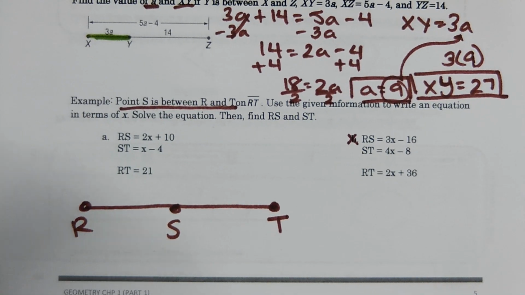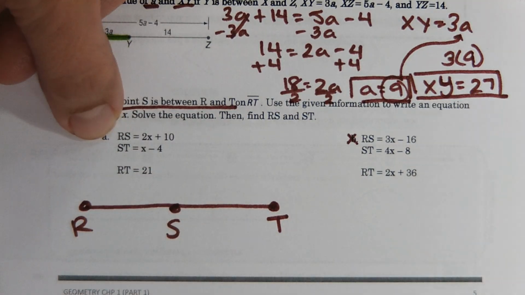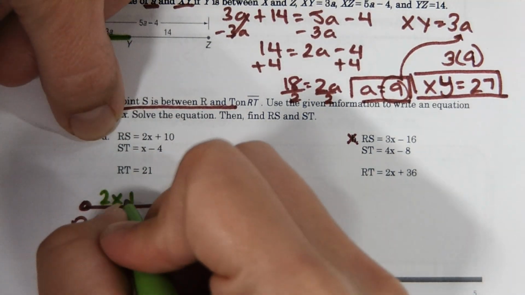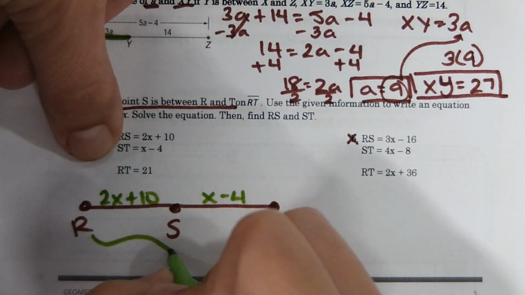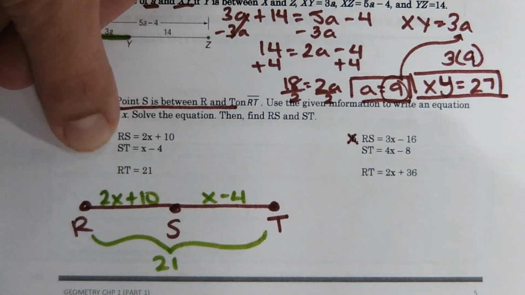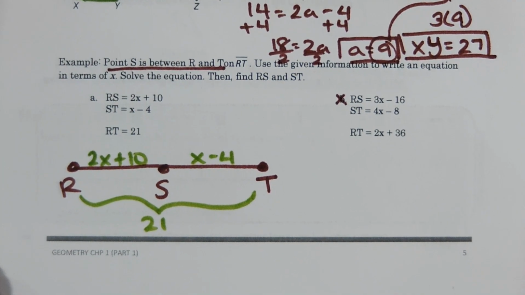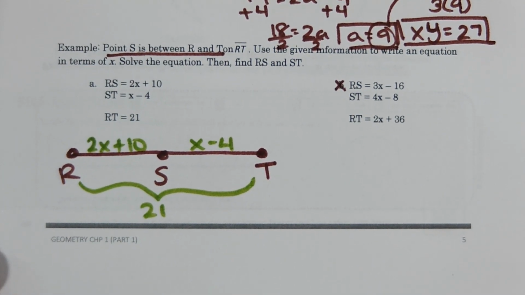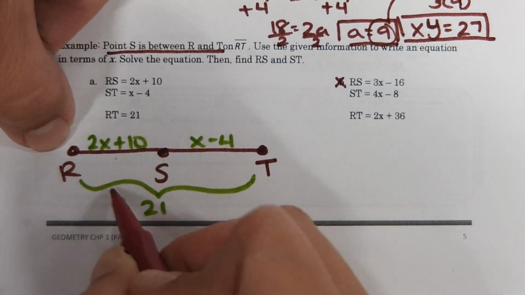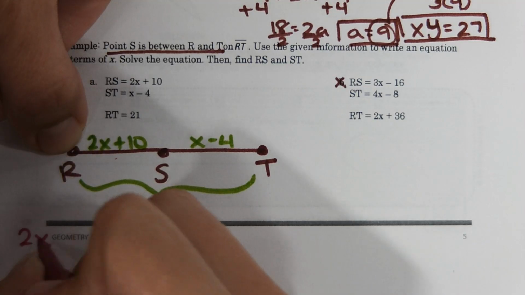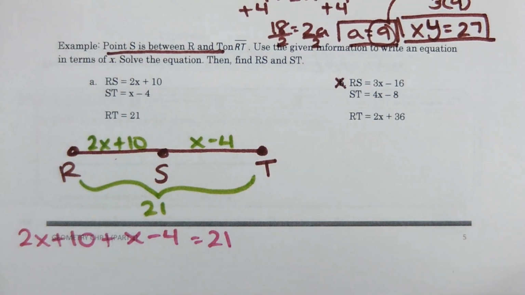And there's no way around it. I don't know how you do that in your head without drawing it. So RS is 2x plus 10, so then I'll label that 2x plus 10, ST x minus 4, and then RT is 21. And now you can do it the same way we just did. So it'd be this plus this equals the whole thing. So we can set it up 2x plus 10 plus x minus 4 equals 21.